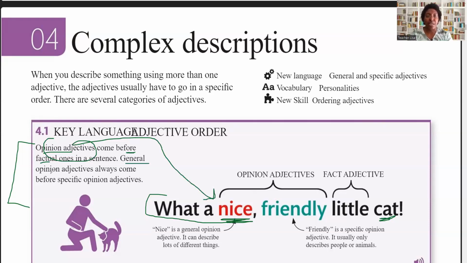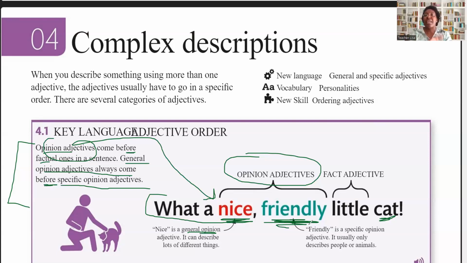Next, general opinion adjectives always come before specific opinion adjectives. So let's look at that. What a nice, friendly little cat. So nice and friendly are both opinion adjectives, but which one goes first? The general opinion, nice, is going to go first. That's very general, nice. And then very specific, friendly. It's a specific adjective, and that goes after nice. So what a nice, friendly little cat.